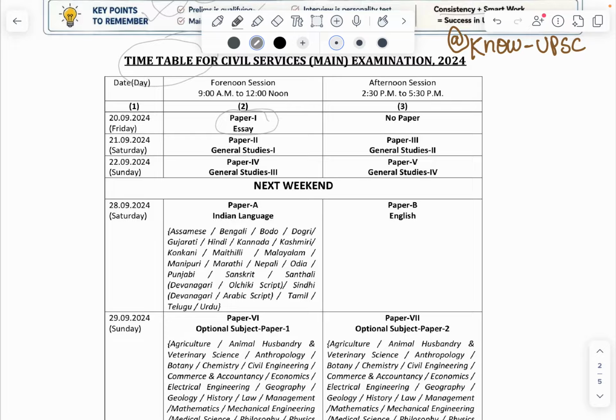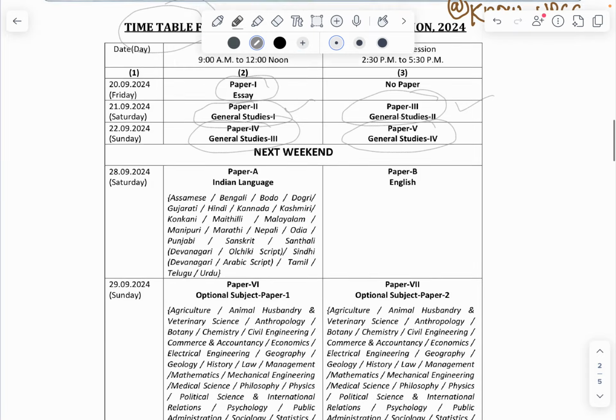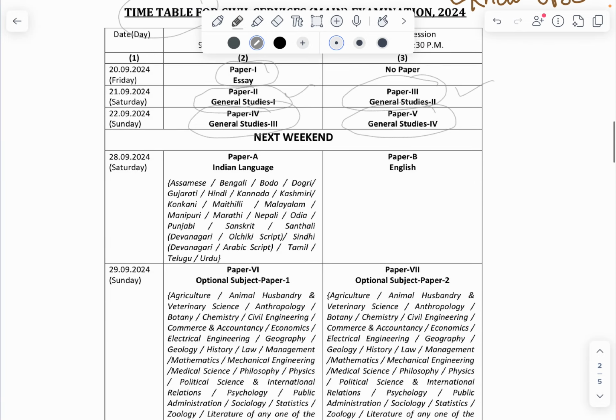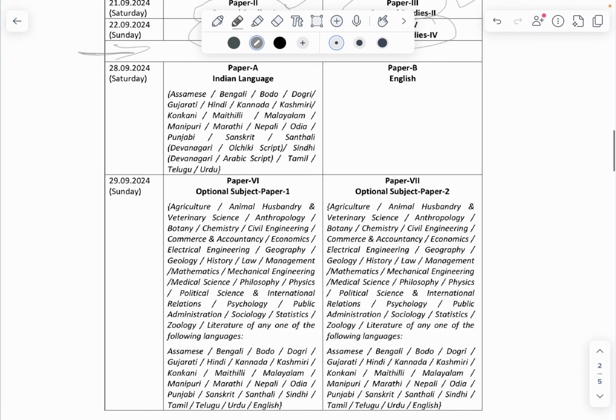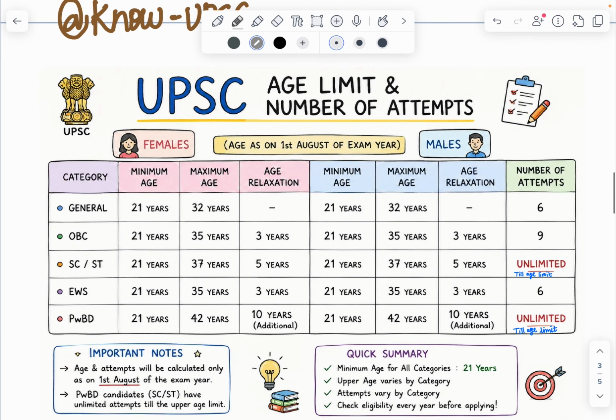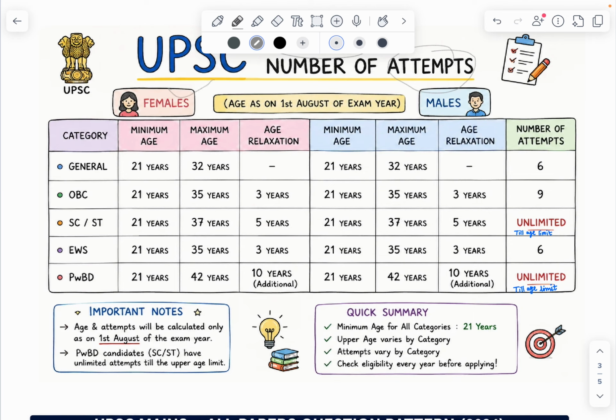So I have told you the timetables, like the shifts in your exams. For mains you need to give paper 1, which means the essay, in one day. Then on the second day you need to give GS1 and GS2 in 2 shifts. On the third day you have to give GS3 and GS4 in 2 shifts again. And there will also be a gap of 1 week maybe for your language papers and optionals. That's it.